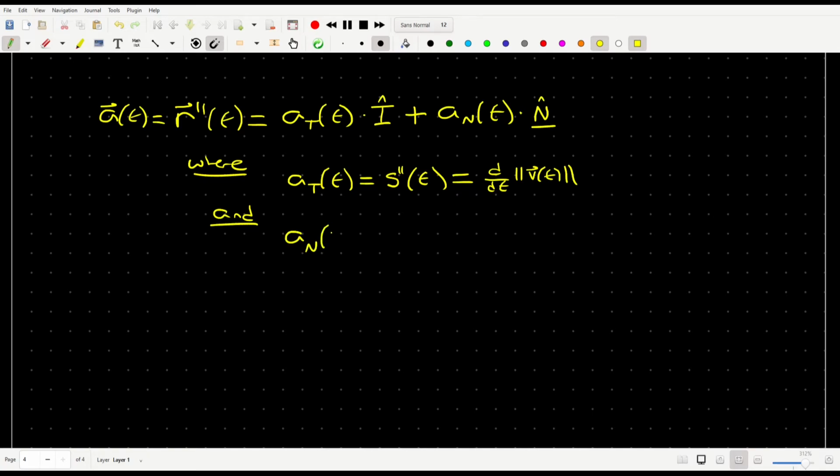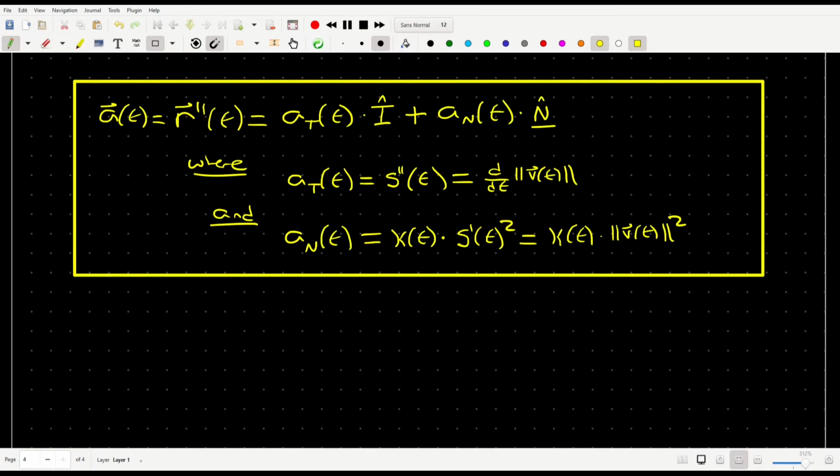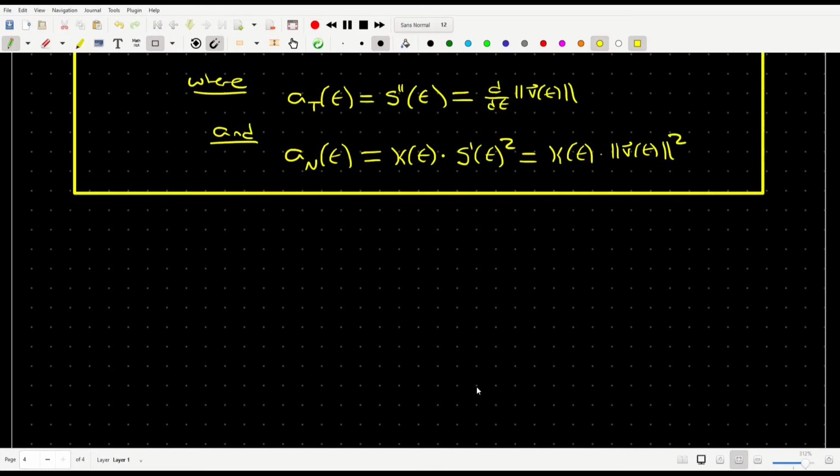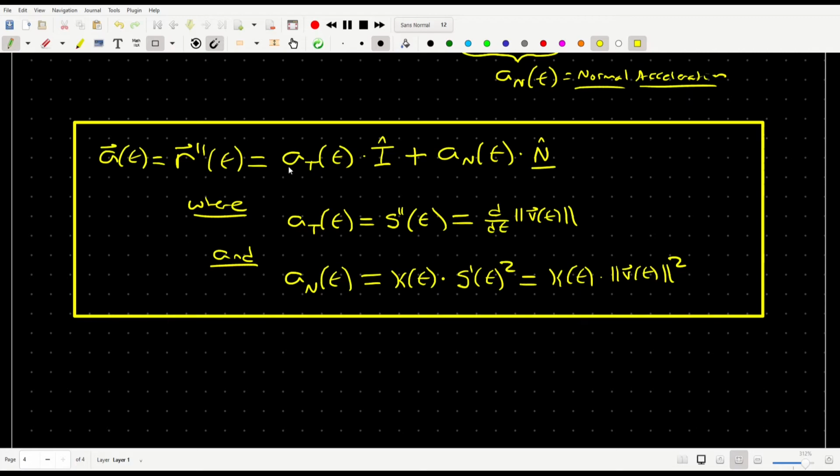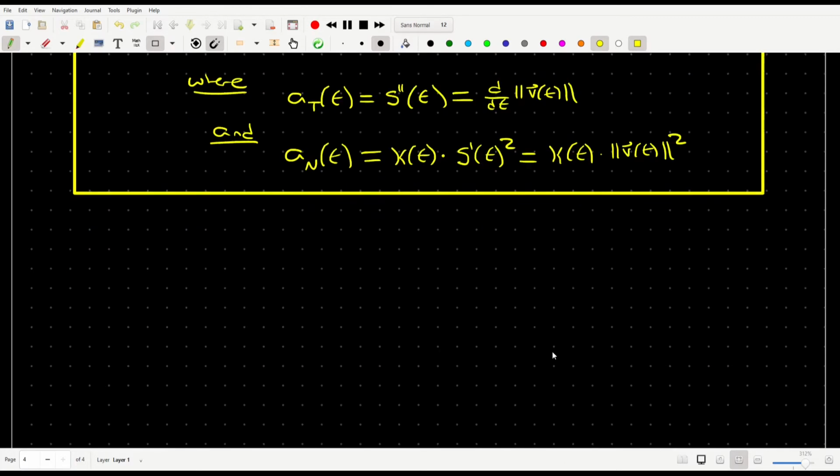along the curve, and the normal acceleration at all points along the curve is the curvature at any point on the curve times the speed at that point squared, or the curvature at any point times the magnitude of the velocity vector at that point squared. And this is really an incredible result. It's basically saying that the acceleration at any point for any parametric curve is always going to be a decomposition of acceleration tangential to the curve and normal to the curve.